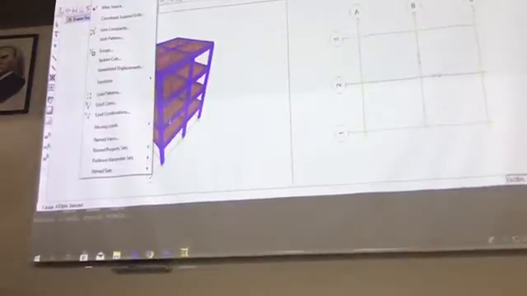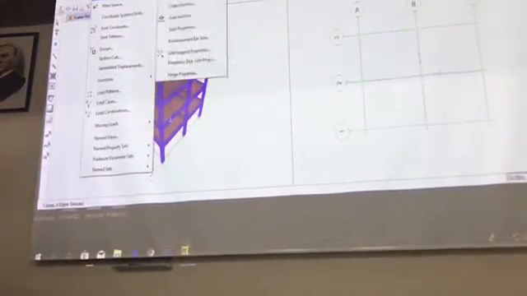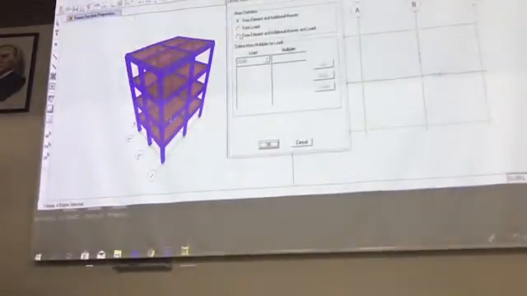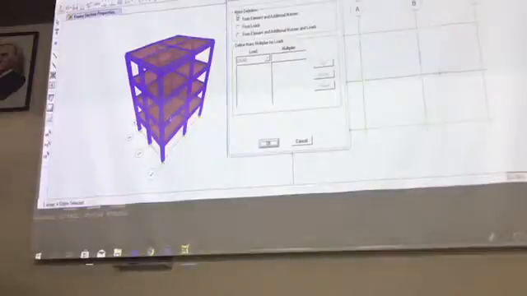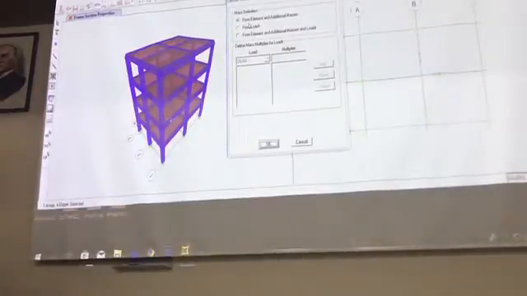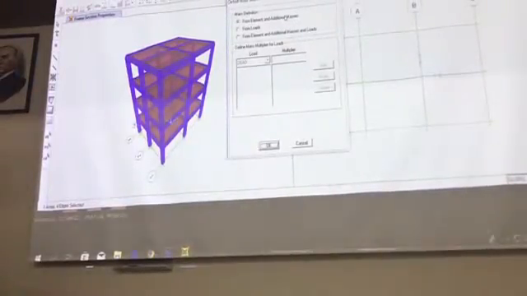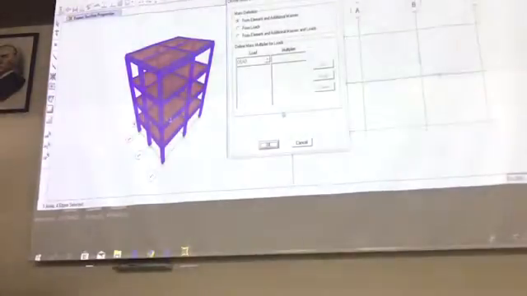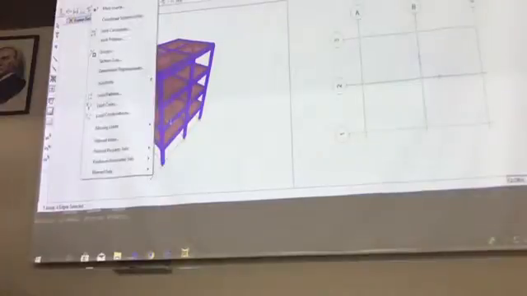Now we need to define mass source. Mass source will be defined here. Define mass source. Okay, now here we have some options. You can take mass source from element and additional masses, or from loads. We will choose this one, from loads. Okay. Let's define our loads.